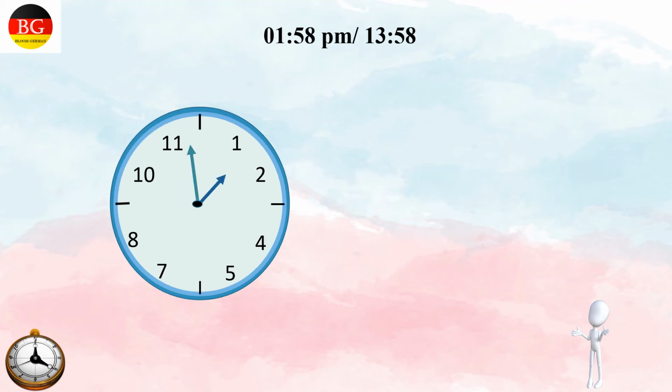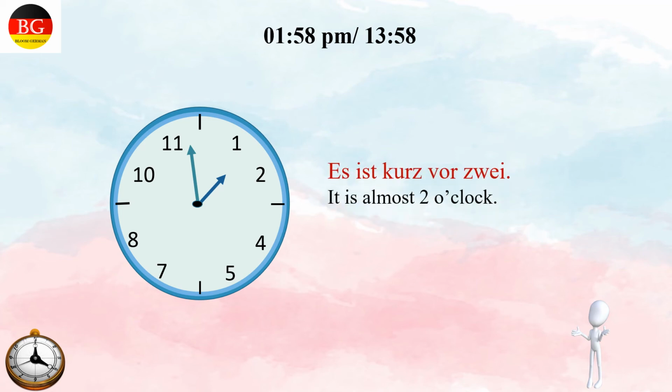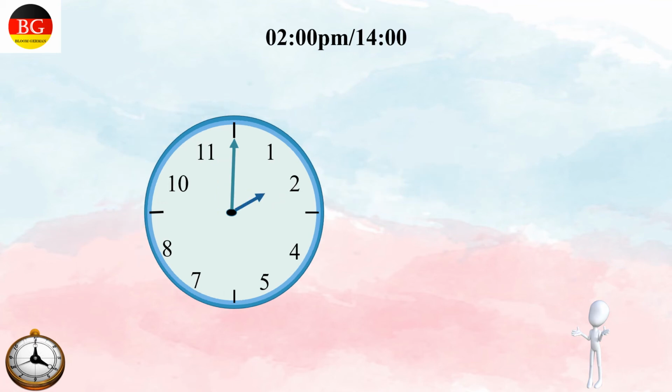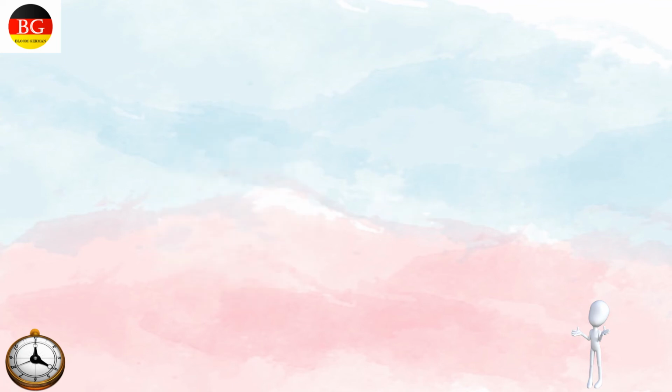Und wie spät ist es? Es ist kurz vor 2. It is almost 2 o'clock. When it is 1 hour 57 minutes, 1 hour 56 minutes, 1 hour 58 minutes, 1 hour 59 minutes, you can say es ist kurz vor 2. Und wie spät ist es? It is a full hour, so it is 2 hours. Es ist 2. So we have done with 1 hour clock in detail.